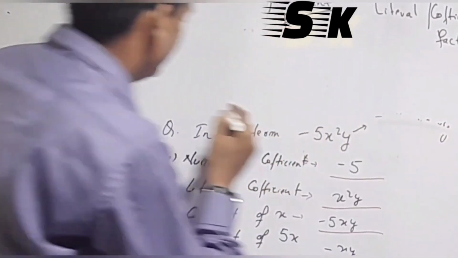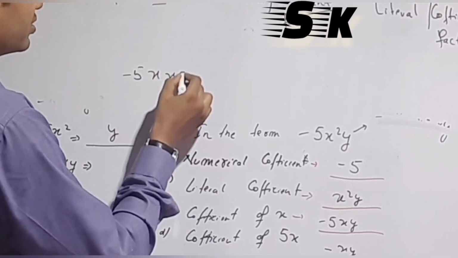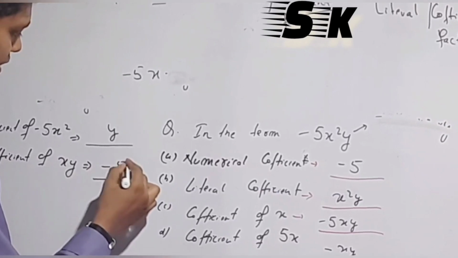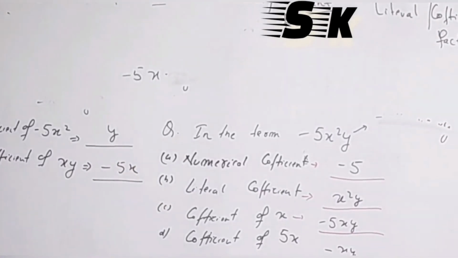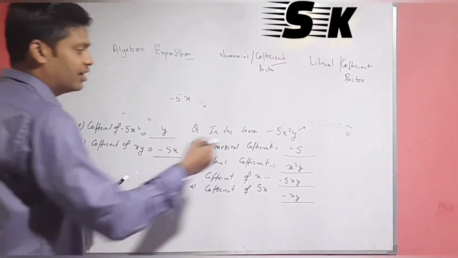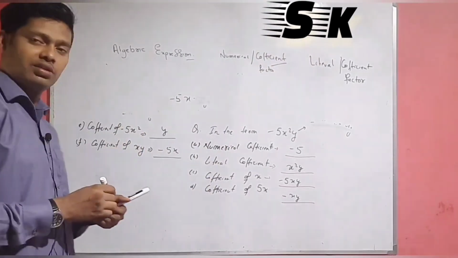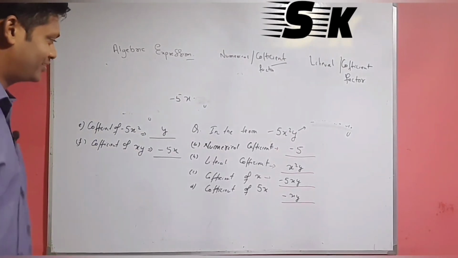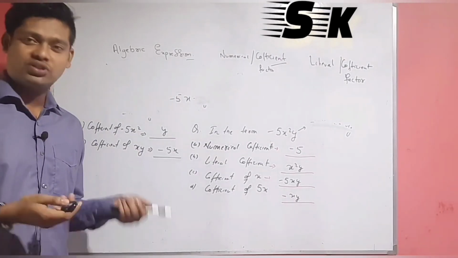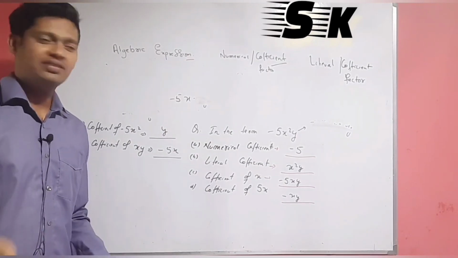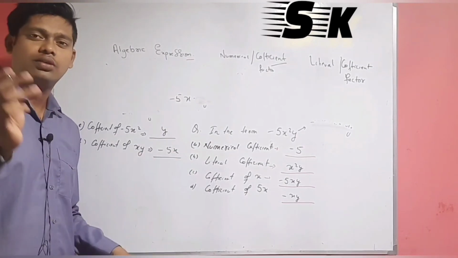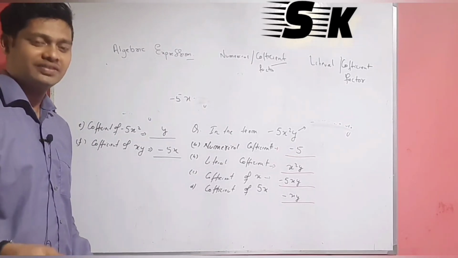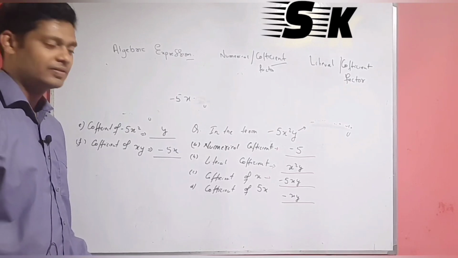Okay, coefficient of xy. Let me write it clearly. Minus 5 is there, x is there, y is there, and now the multiply sign, xy. So remove the x, remove the y. The answer is minus 5x. Simple. Just use your right hand to write the answer and your left hand to close the answer. Easy, right? Done? See, this is very important. The question will be like this only. If the question comes like this, use your left hand and your right hand. Understood? Okay. So next one.